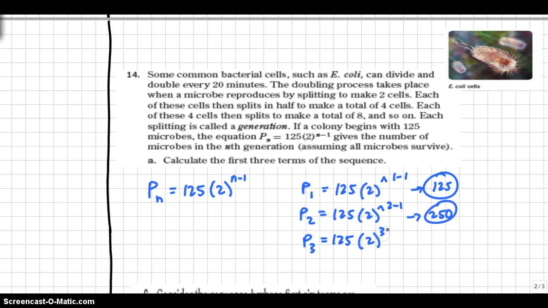So now we've got it raised to the 3 minus 1 power, so we know that's going to be squared. 3 minus 1 is a 2, 2 squared is 4, 4 times 125, I know it is 500. So I've got the first 3 terms there.